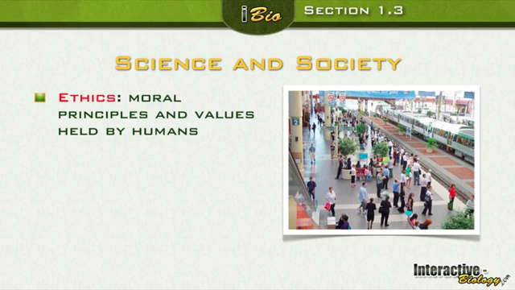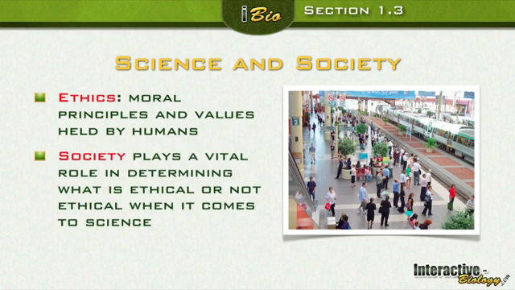Ethics are the moral principles and values that are held by humans. Those are your ethics. And society plays a vital role in determining what is ethical or not when it comes to science. I'll give you an example: stem cell research. There's a huge debate going on about whether it should be done, whether we should use aborted babies, and so on. That would be something that society has to decide, and there are people involved so that we can decide what is ethical, at what stage you can use stem cells, when it is ethical to get them, and when it is not ethical to get and use them for research.